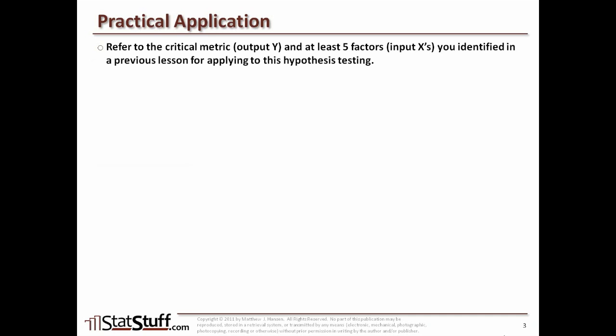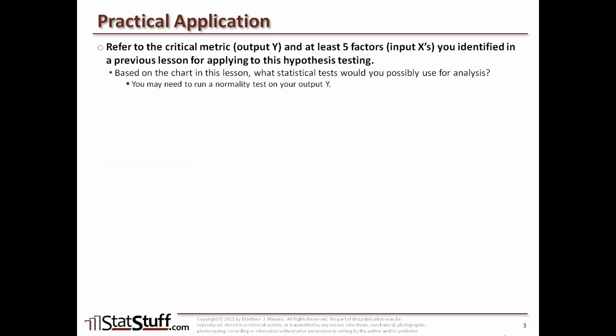Based off of those factors and the metric that you had selected, I'd like you to go back to the chart that we've reviewed in this lesson and figure out what statistical tests you would possibly use for your analysis. In order to figure out if you're going down the path of central tendency, which will be a good thing to look at if you at least have one continuous value, you may need to run a normality test on the output Y in order to figure out which specific test you might find yourself going down. But try to do it for all those factors to see which test you might use for each one of those different factors in order to figure out what would be the ideal test for hypothesis testing.